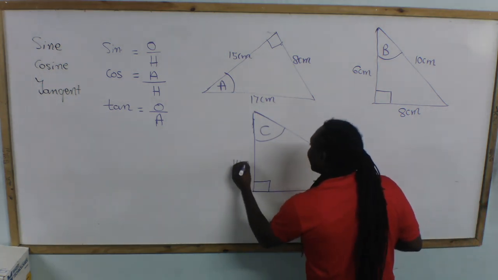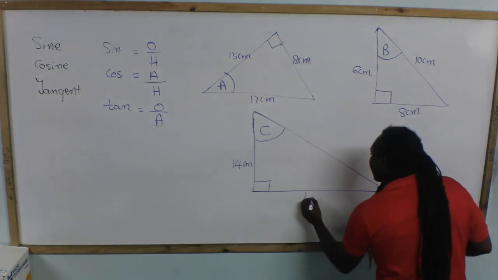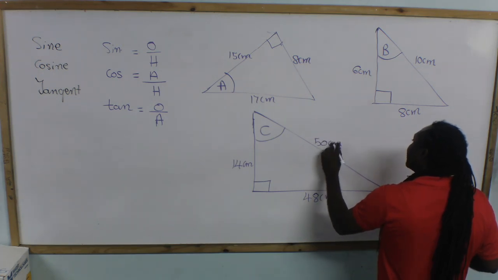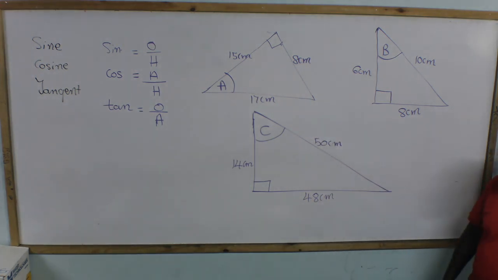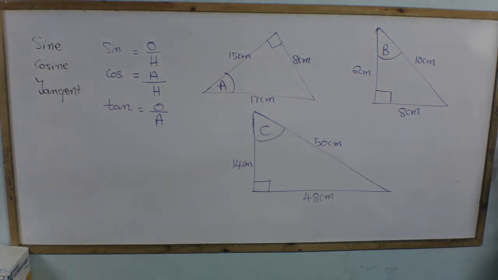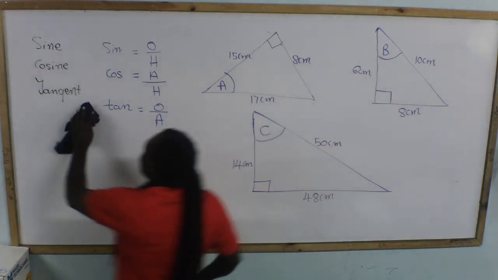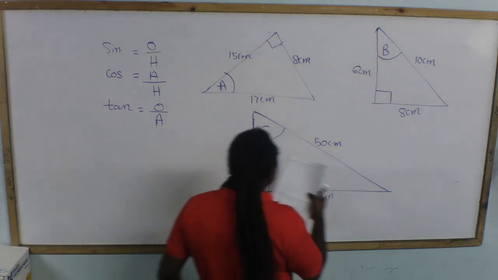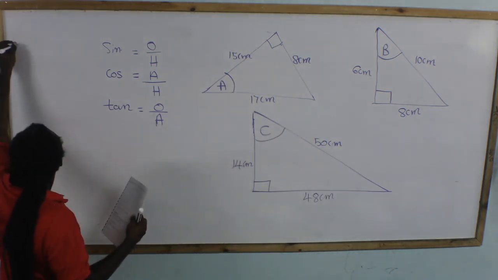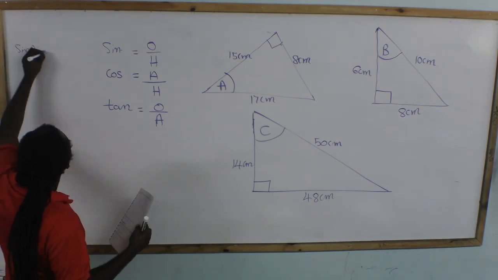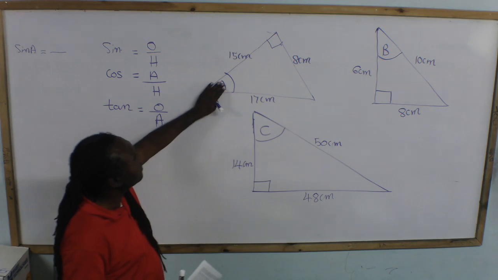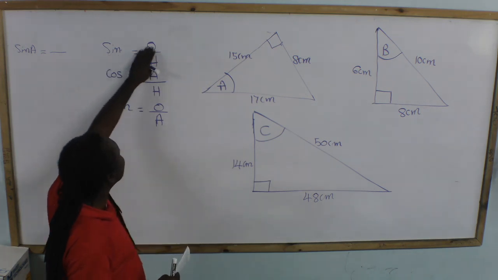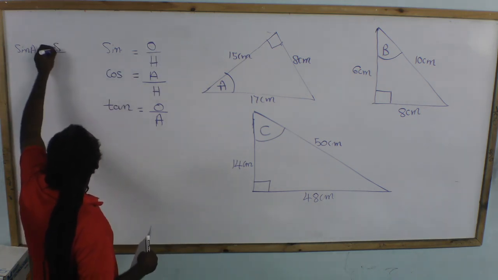This one is what? A. 50 centimeters. So all we're going to do is, for example, which one is A? The first one. So we have what? Sine of A, and you just put the what? Which one is opposite? Hypotenuse. See, sine is opposite over hypotenuse, so that will be what?